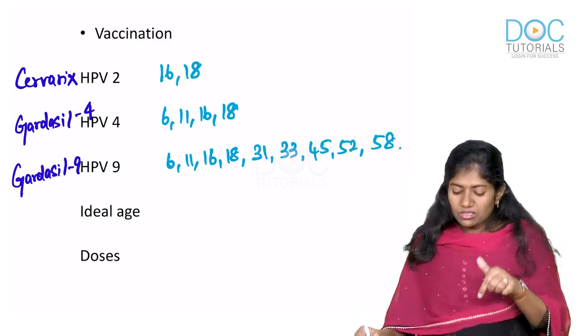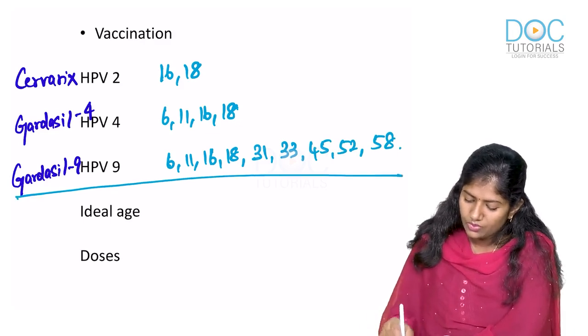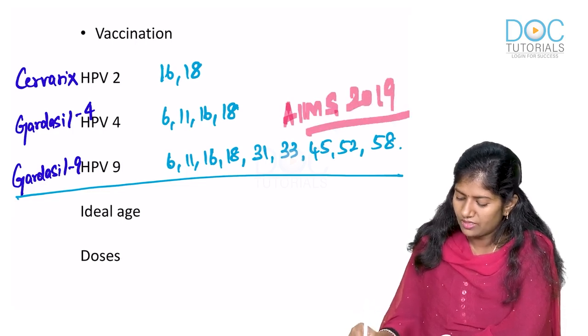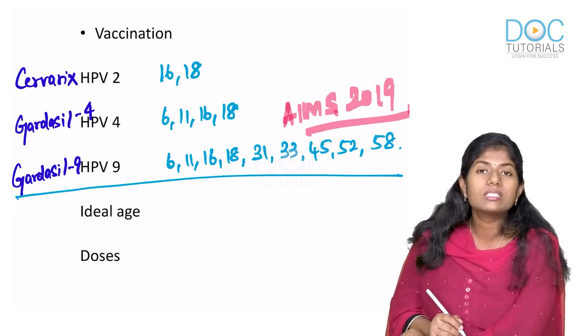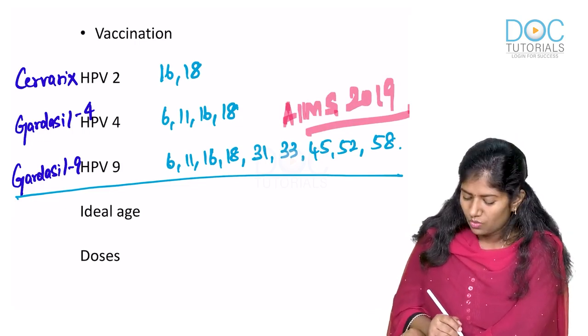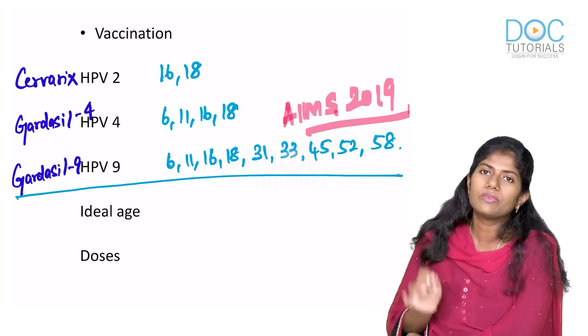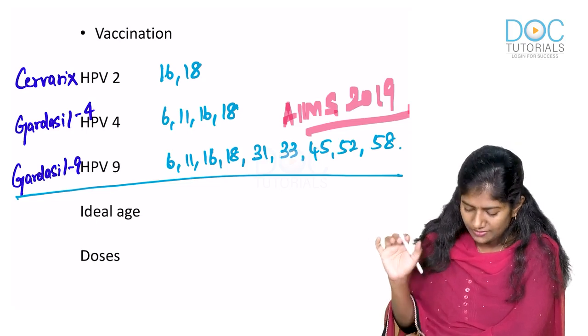This question, the strains included in Gardasil 9, was asked in AIIMS 2019. Gardasil 9 or HPV 9, what are the strains included? 6, 11, 16, 18, 31, 33, 45, 52 and 58.